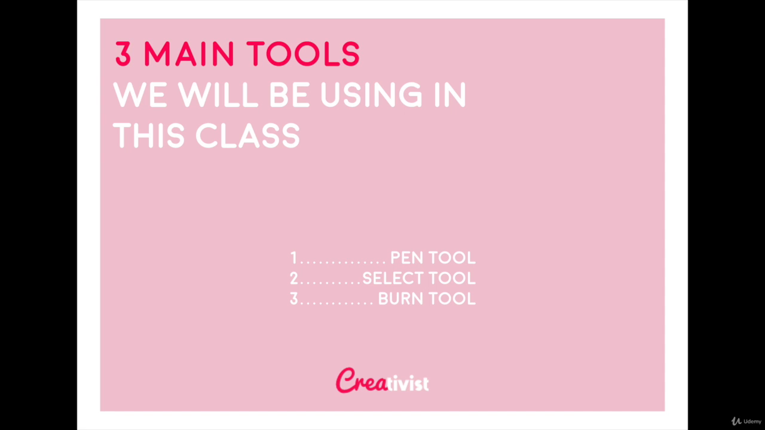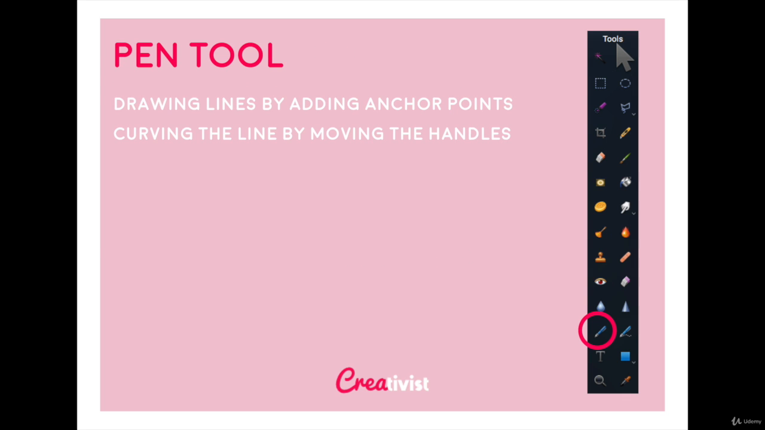In this class, we will be using three main tools: the pen tool, select tool, and burn tool. Let's start with pen. So the pen tool allows you to draw lines by adding anchor points and then curving those lines with the handles at the end of those anchor points.